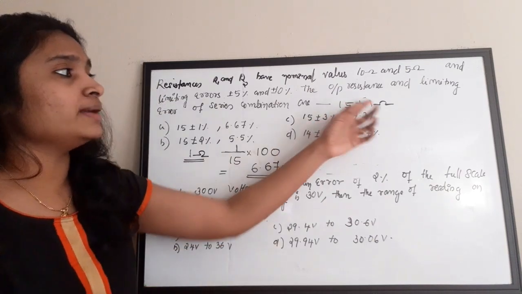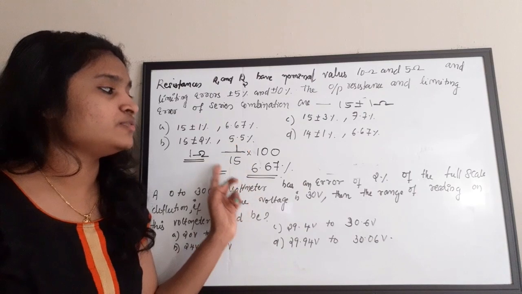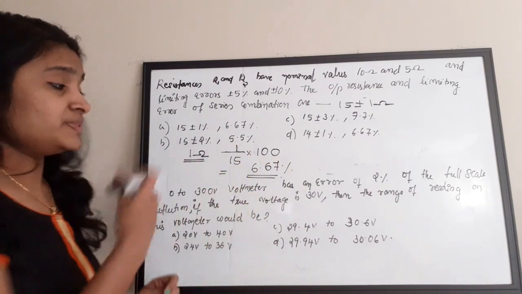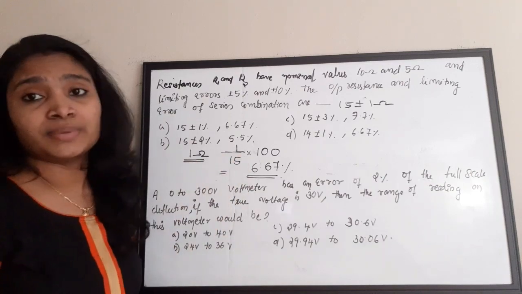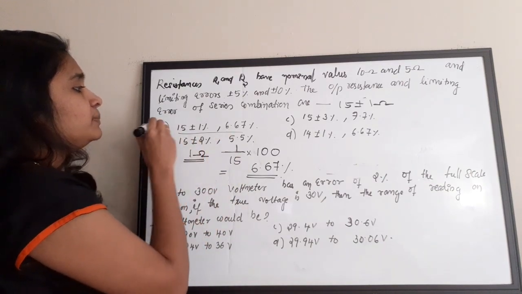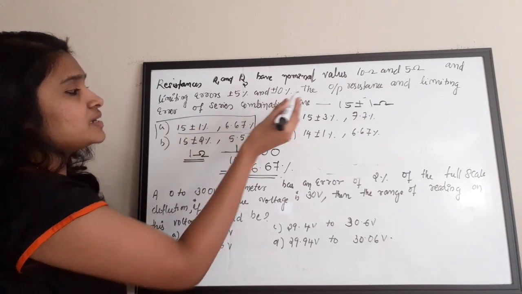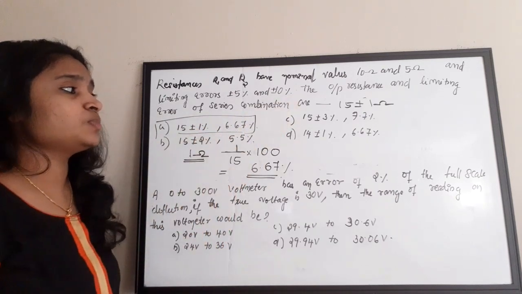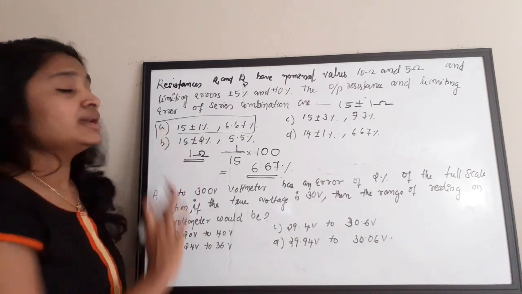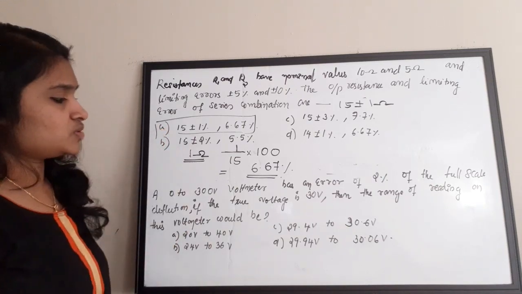Okay. So 1 by 15 into 100. The percentage is 6.67 percentage. I hope it is clear. So the correct answer will be 15 plus or minus 1 ohm is the output resistance. Limiting error is 6.67 percent for the series combination. Correct answer is option A. Let us move on to the next question.